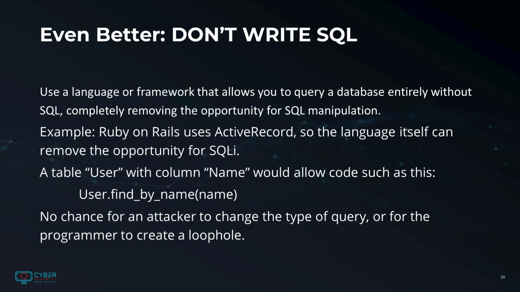But when you have something so simple as user.findByName and then you pass in a string, there's really no way for that to go horribly wrong. Obviously, you could still have a bug in the framework that you're using. That's possible, but the particular vector of writing SQL poorly just isn't a thing anymore.